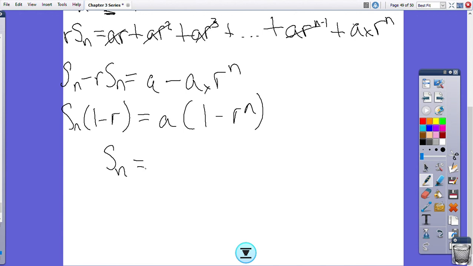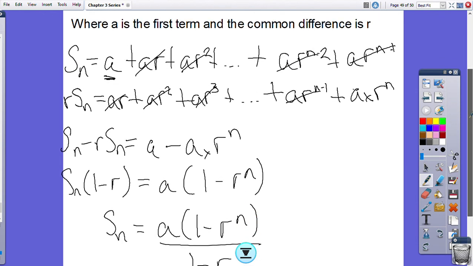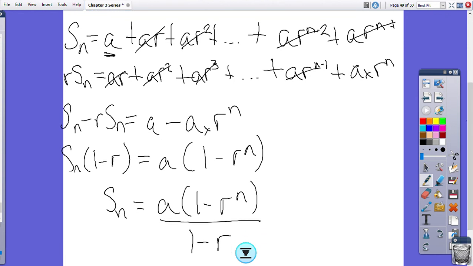And we've got Sn equals a(1 minus r^n) over 1 minus r. And that is the correct version of the way that we use it, but we'd put it at the top. If you want it the other way round, just do rSn minus Sn. Okay, so that's been geometric series.